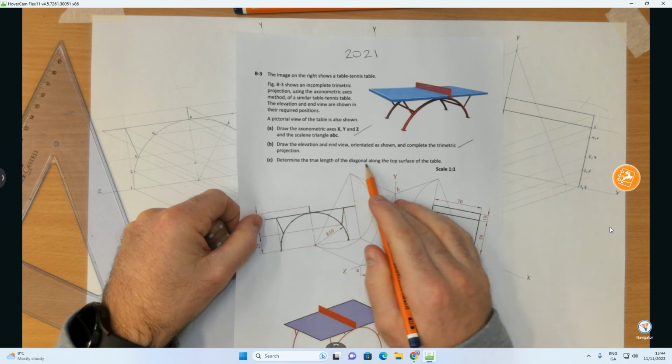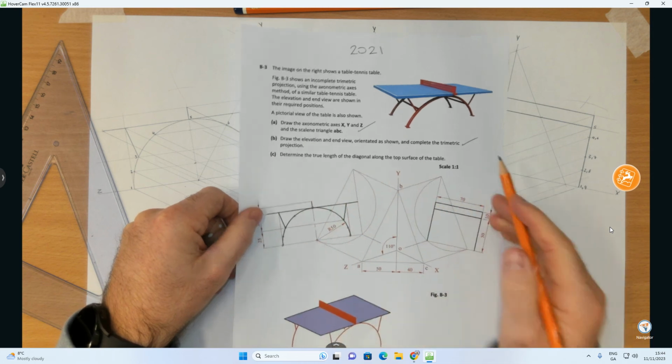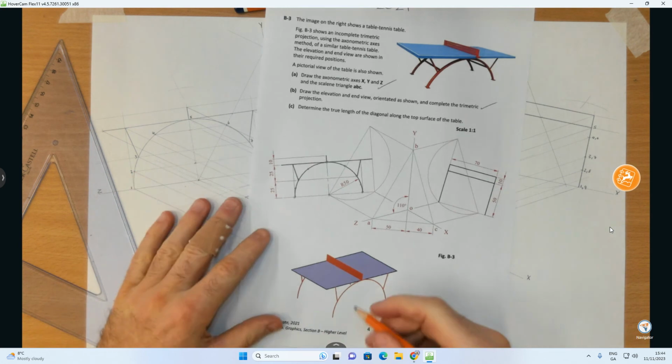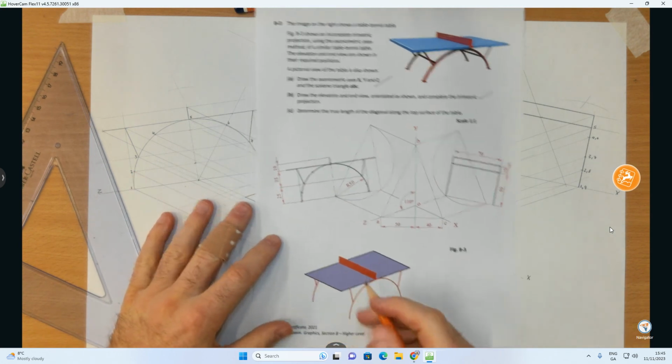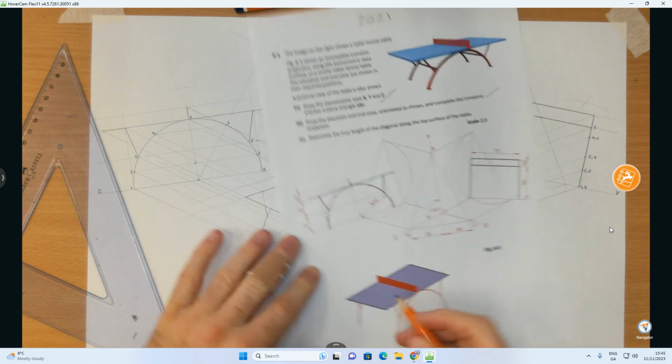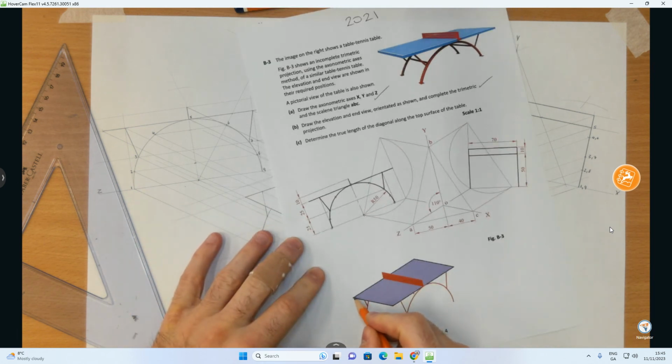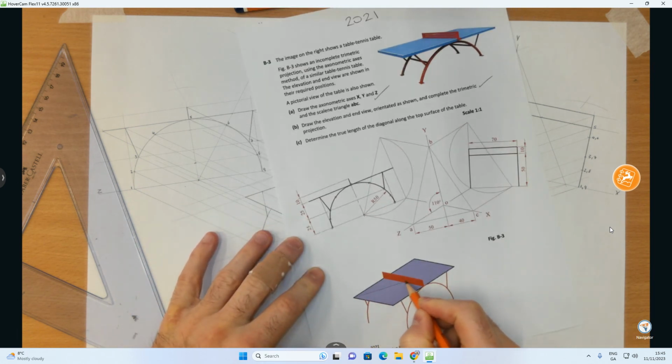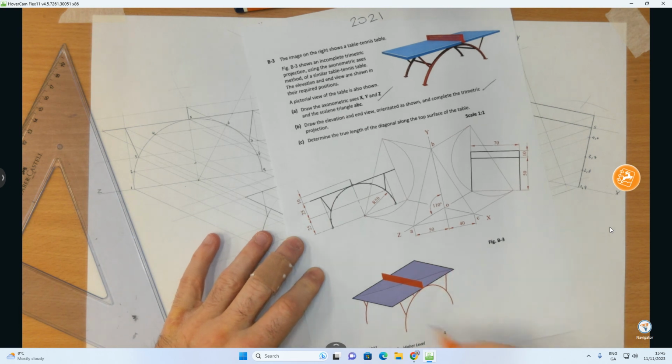Determine the true length of the diagonal along the top surface of the table. So what they mean by that is, if you look at the top surface, you've got 2 diagonals. You've got the diagonal running from here to here, and you've also the diagonal running from here to here, which would technically be the same distances if you were looking down from a bird's eye view. But really what they want is, they want us to get that line. So there's a couple of ways you could go about that.